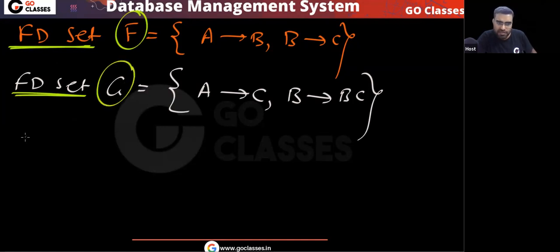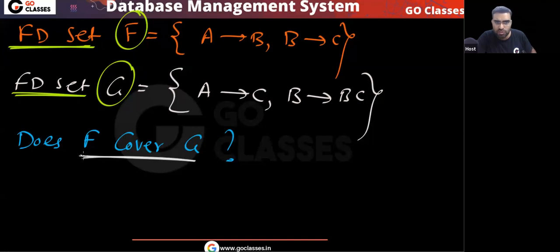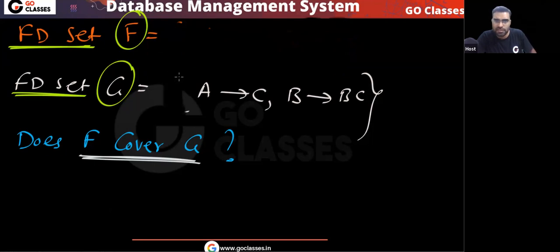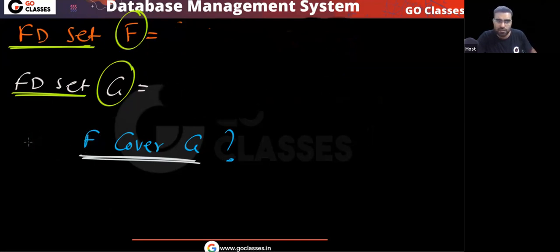Now tell me, can I say F covers G? Does F cover G? First, let me tell you the definition of what this means. F covers G, what does this mean? Remember, FD set F is given to you, and FD set G is also given to you. Two FD sets are given.